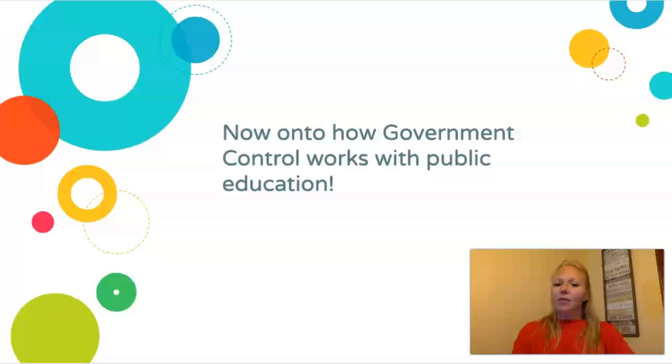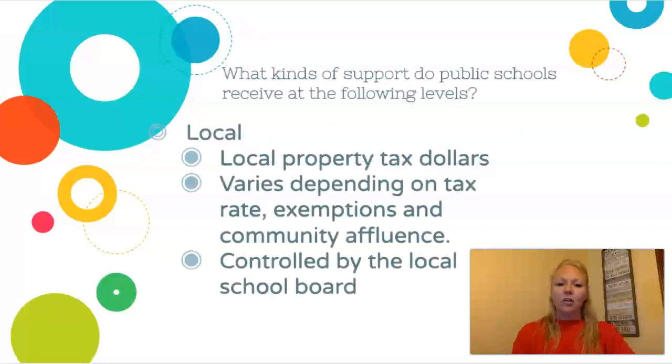Okay, so now on to how the government control works with public education. So the first question, what kind of supports do public schools receive at the following levels? So at the local level, the key points that I wanted to make is that we get local property tax dollars. This varies depending on the tax rate, exemptions, and the community affluence. And I know that my school is in a pretty poor community, and so I definitely know that those tax dollars hurt us. And then this money is controlled by the local school board.